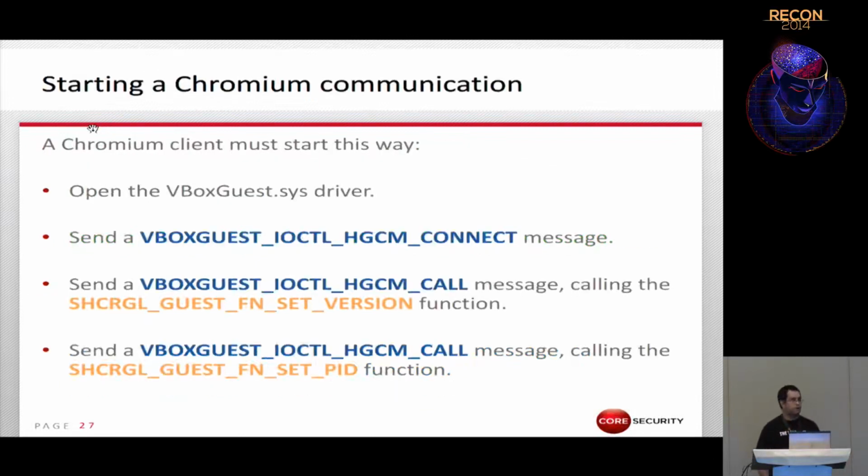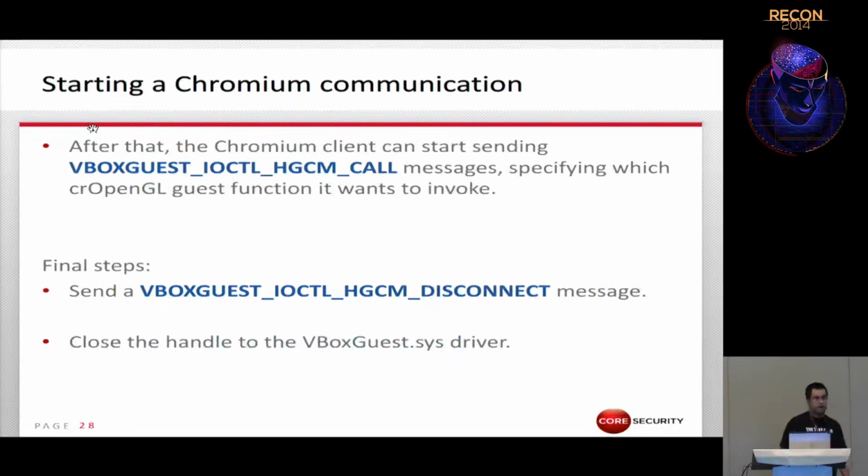And this is how a Chromium client can start a communication with the Chromium server, which runs on the host side. First, it needs to open a handle to the VBox guest driver. Then it sends an HGCM connect message. And after that, it will need to send two HGCM call messages in order to invoke two functions from the 3D acceleration service, which are fnSetVersion and fnSetPID. After that, the communication between the client and the server is successfully established.